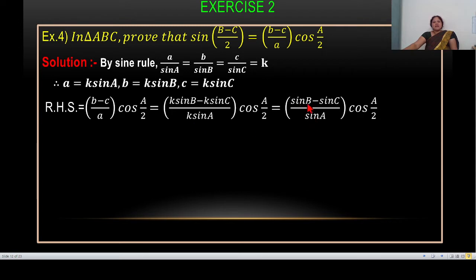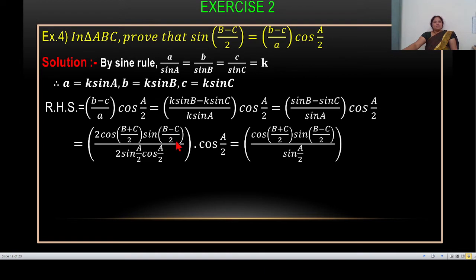K gets cancelled: (sin B minus sin C) upon sin A into cos (A upon 2). We know that sin B minus sin C equal to 2 cos ((B plus C) upon 2) into sin ((B minus C) upon 2). And sin 2A equal to 2 sin A cos A, and therefore sin A equal to 2 sin (A upon 2) cos (A upon 2), and cos (A upon 2) as it is. Therefore, cos ((B plus C) upon 2) into sin ((B minus C) upon 2) divided by sin (A upon 2).